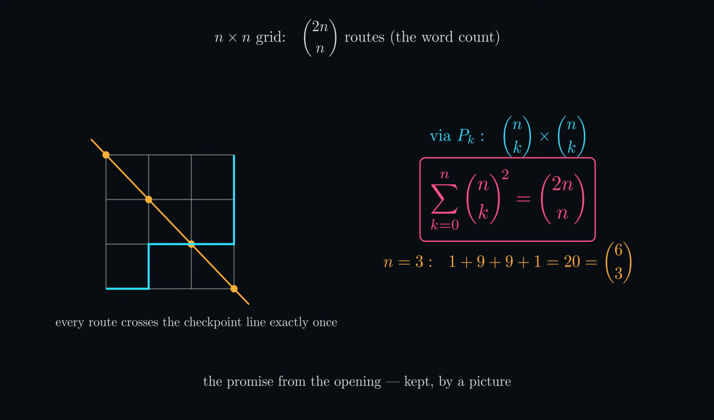So sort the routes by their checkpoint. To reach checkpoint number k takes k u's among n steps, n choose k ways. To finish from there is the mirror image, n choose k ways again. A square. Sum over the checkpoints. The routes total the sum of n choose k squared. 2 counts, 1 family. So for every n, the squares of row n of Pascal's triangle sum to 2n choose n. For n equals 3, 1 plus 9 plus 9 plus 1, 20. The promise from the opening kept. A picture proved it.